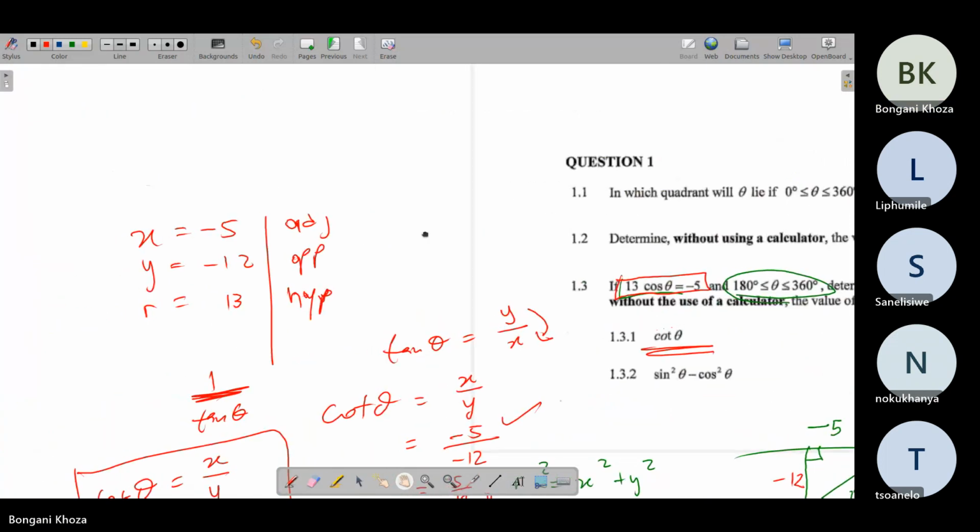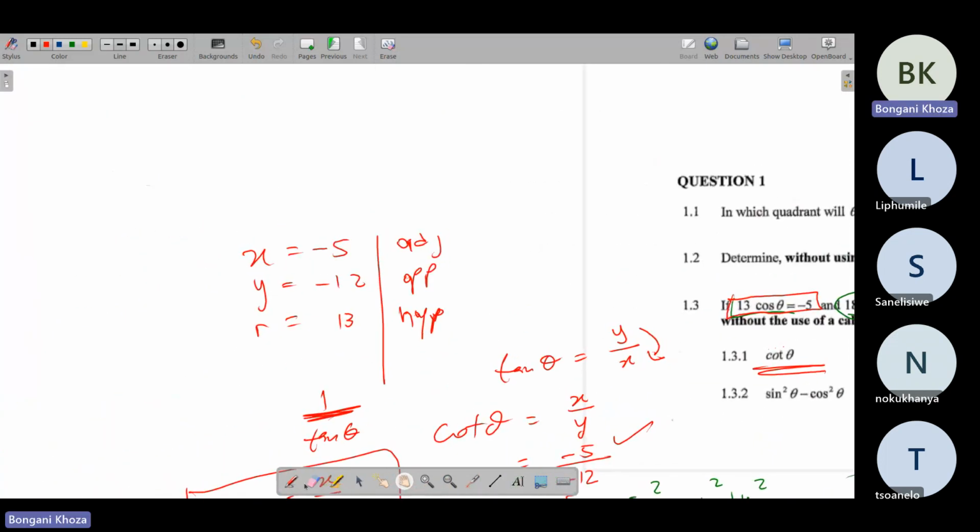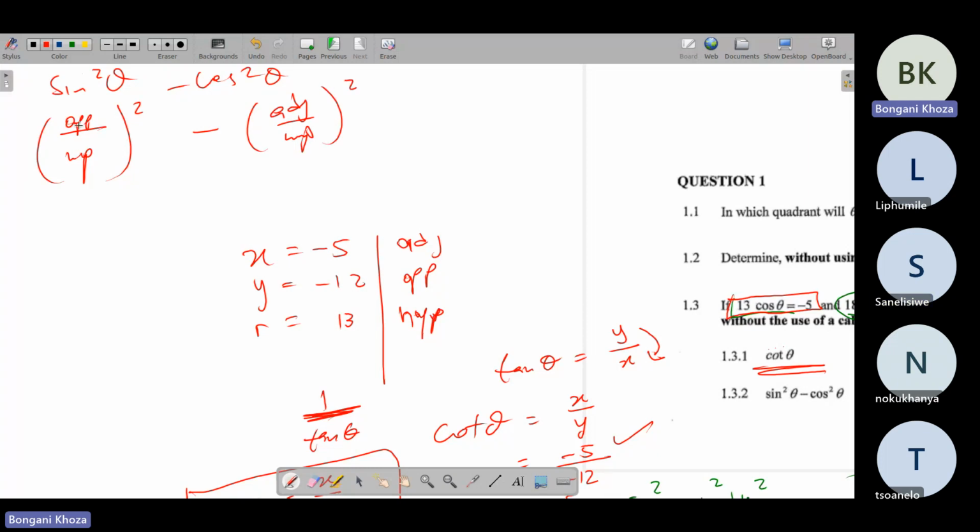All right. The last one is asking us to find the value of sine squared theta minus cos squared theta, like that. So sine, we know it as opposite over hypotenuse. So we are squaring it now, minus cos, which we know as adjacent over hypotenuse, and we square it. So the opposite side over here, we said it was negative 12 over 13. You square it like that.